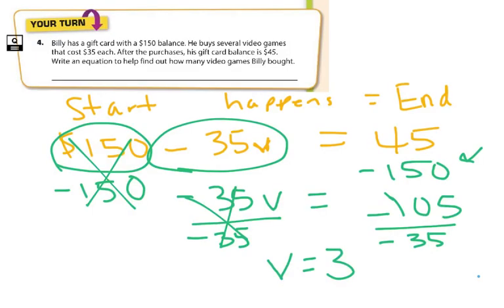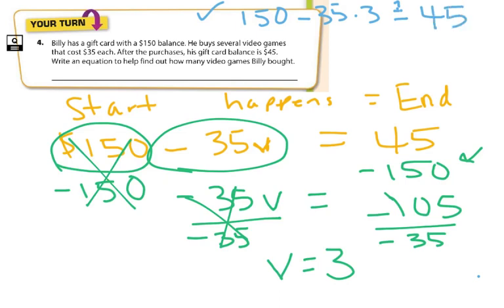Oops, I'm sorry, I didn't mean to go on to the next page. My check step would be 150 minus 35 times 3. Does it equal, that's a question mark I'm putting up there, does it equal 45?